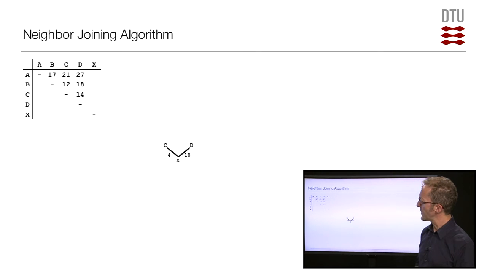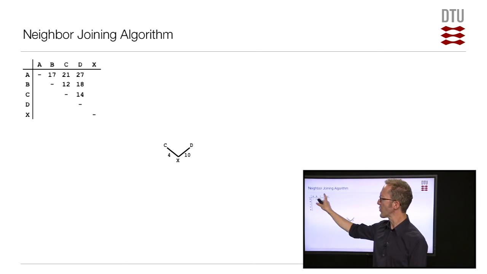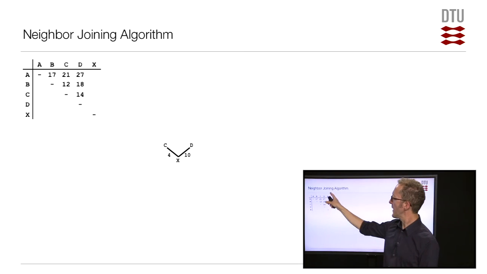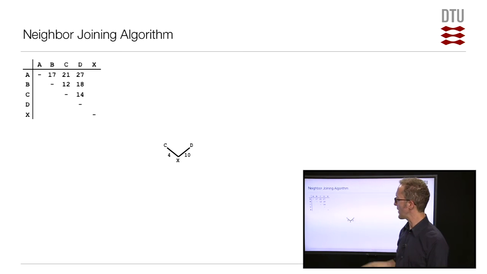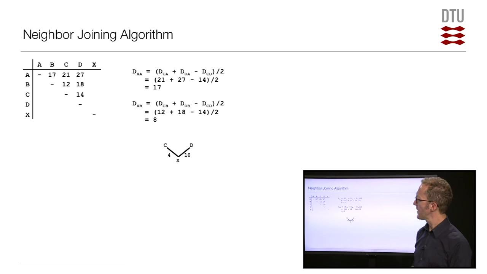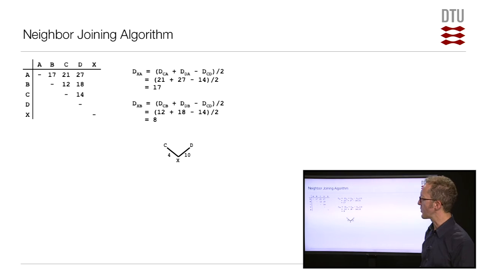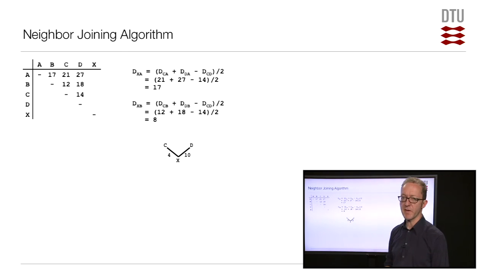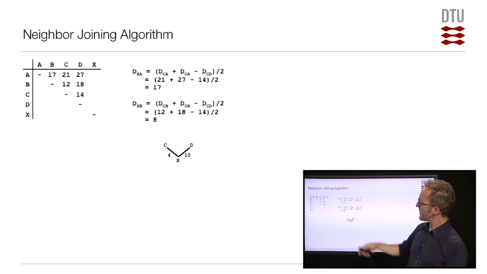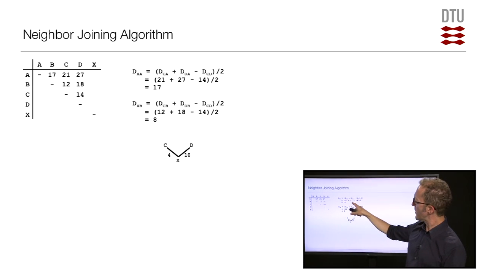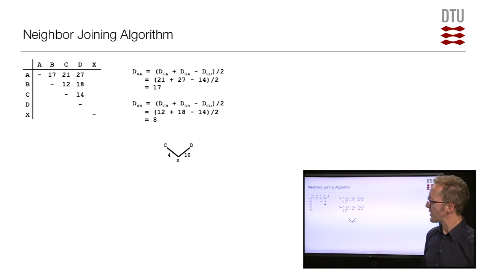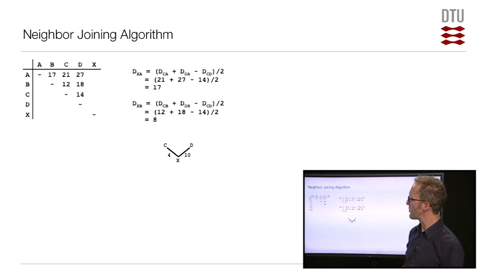Okay, we now need in the distance matrix to replace the rows and columns for C and D with a new row and a new column for our single ancestral node. To do that, we need to compute the distance from our new node here, X, to the remaining nodes in the tree. A and B are the two remaining nodes that we haven't dealt with yet. There's a formula for that also. It's essentially these distances. I've put it up here. Plug in the numbers. You get the distance from X to A is 17. The distance from X to B is 8.